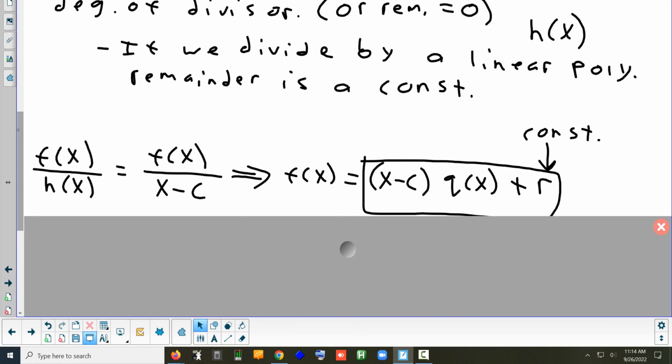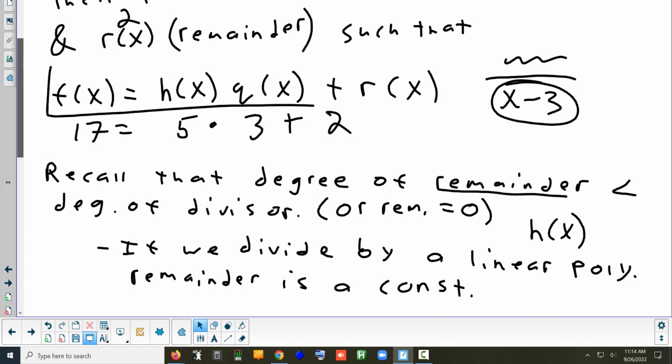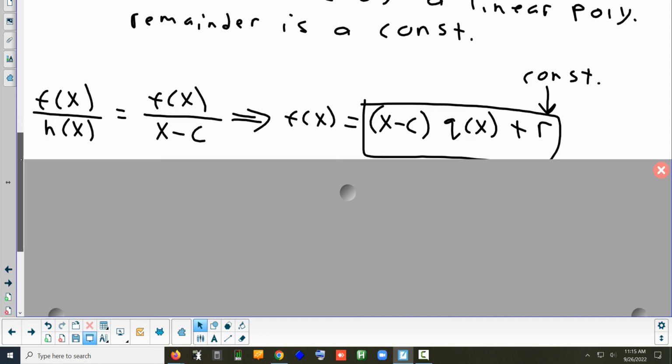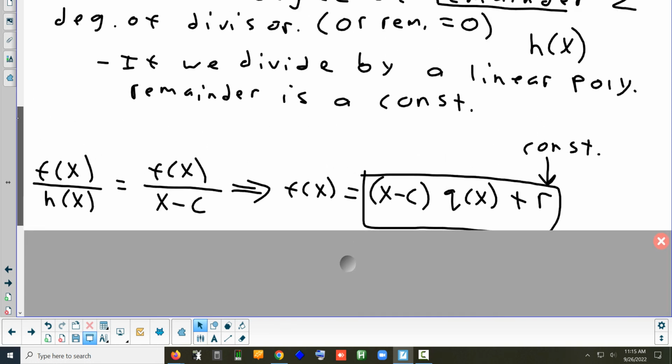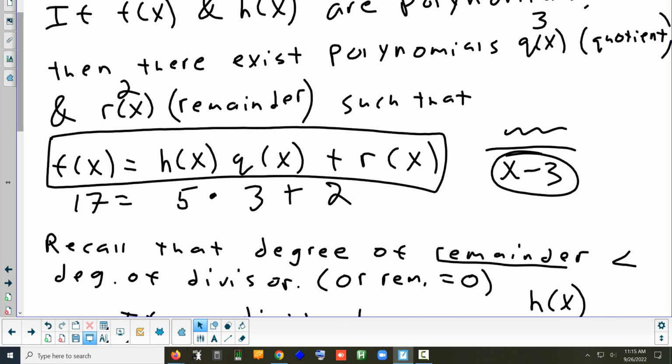Okay, so here's an example tying in the formula that we have right here, which is very general. It applies to everything. Now I'm going to apply it specifically to dividing by something that's linear. If you divide f of x by h of x, you get denominator times quotient plus remainder.